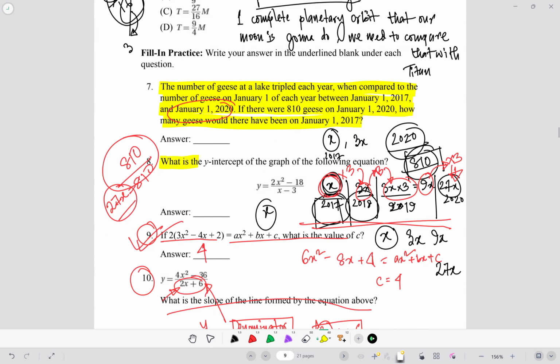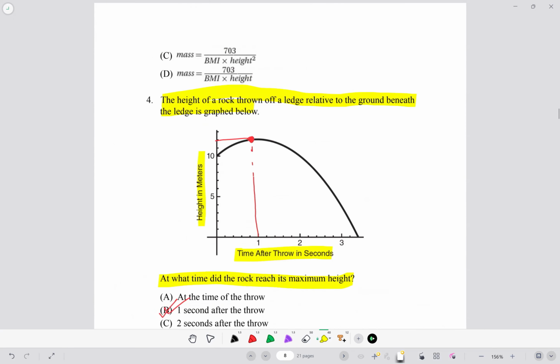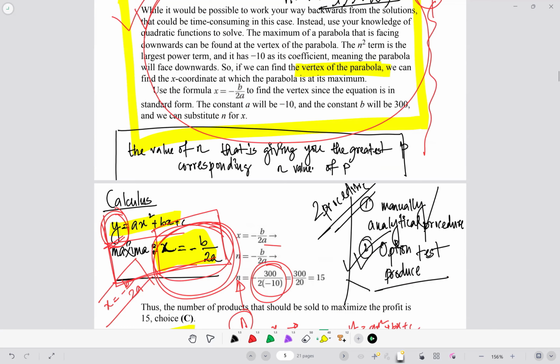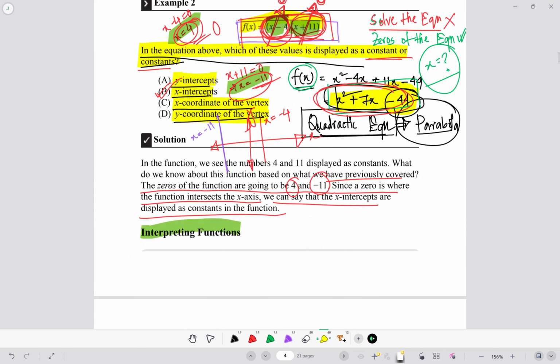What is the y-intercept of the graph of the following equation? It's kind of the same thing, just like we have done here, but not the exact one. We have done a problem like that, which is finding the y-intercept of the graph. Let me give you the example that we covered, because it's really necessary.